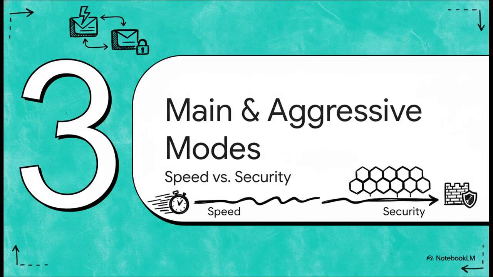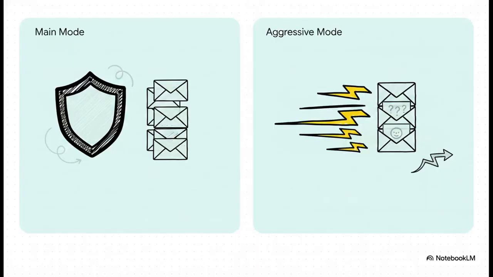Next up, Part 3, main and aggressive modes. When we're building our secure room, we actually have a choice to make about how we do it. Main mode is your gold standard for complete identity protection. It uses a total of 6 messages to securely hide the identities of the peers. Aggressive mode, on the other hand, cuts that right down to just 3 messages. It's way faster, obviously, but you are sacrificing privacy because those identities end up being exchanged in clear text. So it really just comes down to what your specific network environment prioritizes.